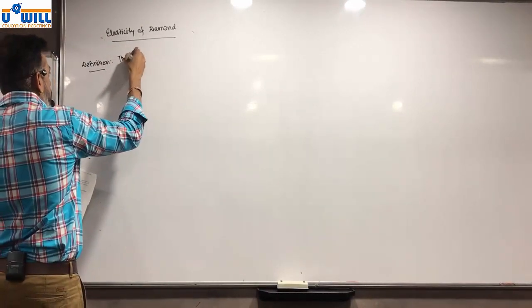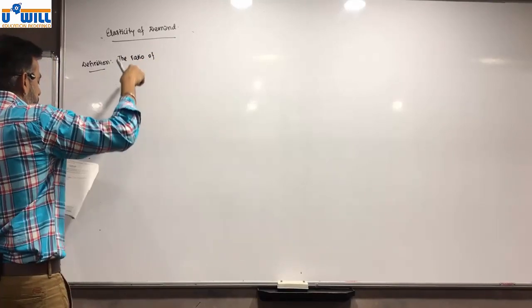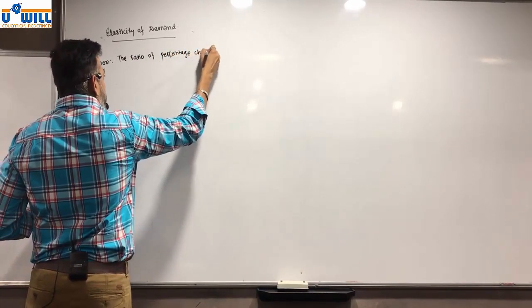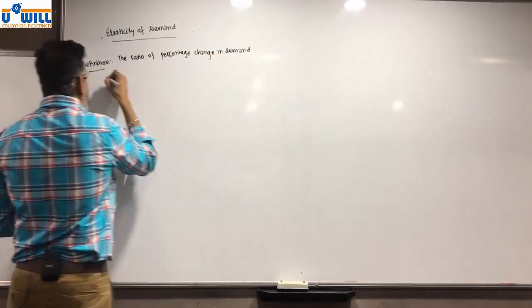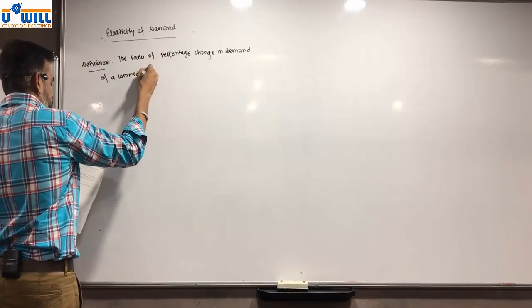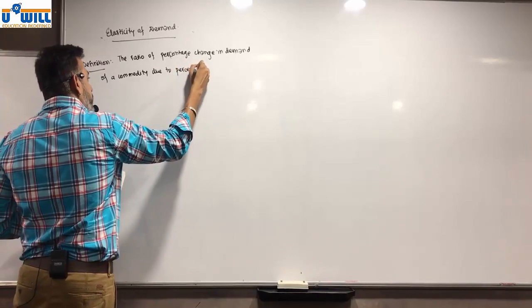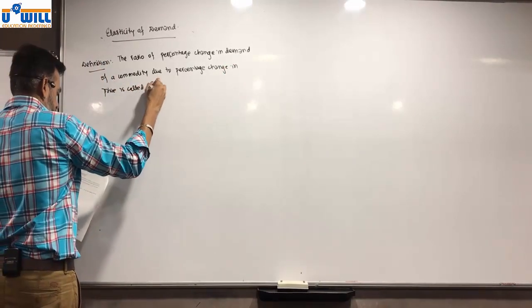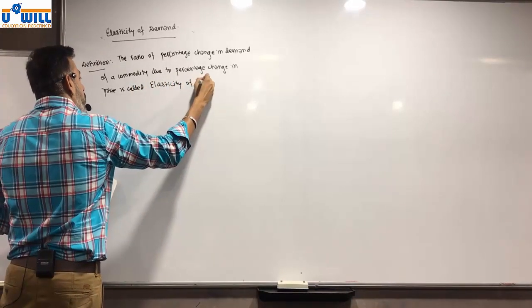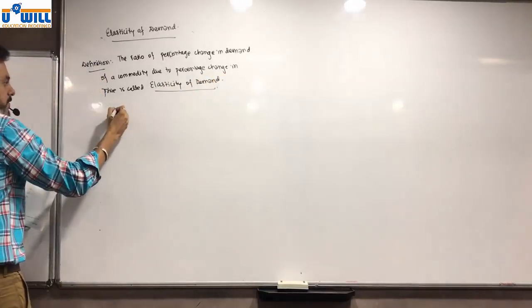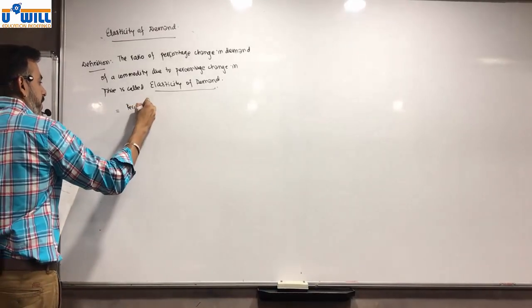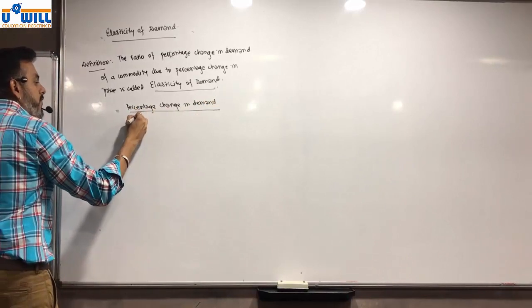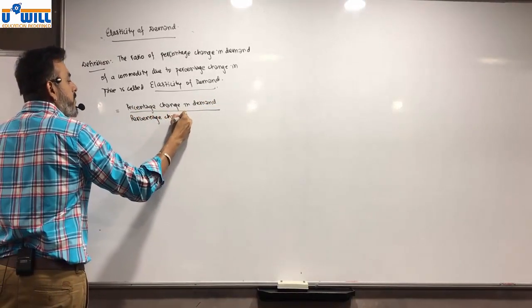Definition, this will help you understand the formula: the ratio of percentage change in demand of a commodity due to percentage change in price is called elasticity of demand, which is equal to percentage change in demand upon percentage change in price.